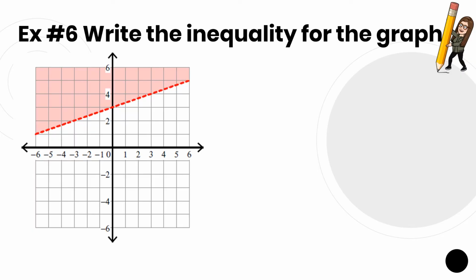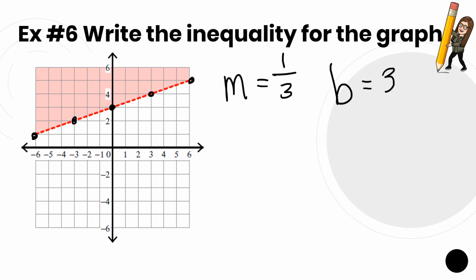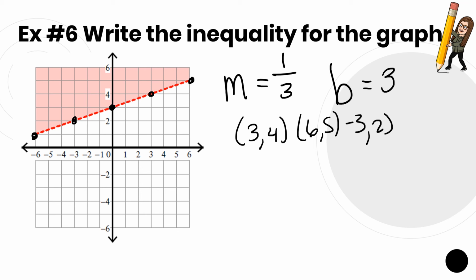Let's go again. Our last one that we have on our notes looks like it has these points, and if you're not sure, make sure you can repeat the pattern. As long as you can repeat the pattern, you can see your rise 1, run 3, rise 1, run 3. I cross the y-axis at positive 3. I have the points (3, 4), (6, 5), (-3, 2), and (-6, 1). I could write 5 different inequalities for this. I'm going to write 2.